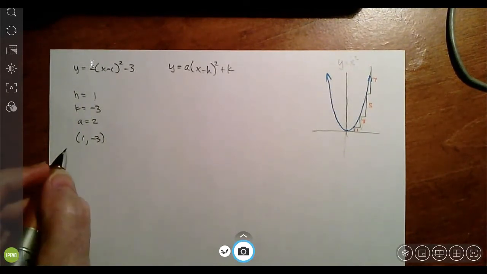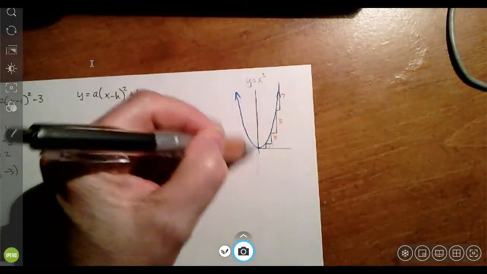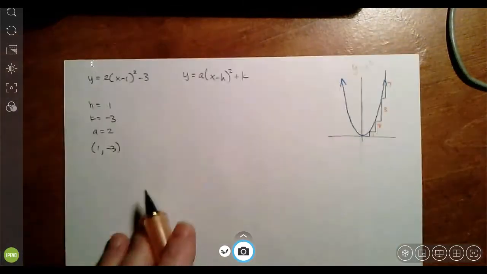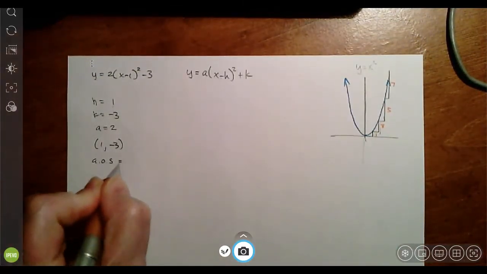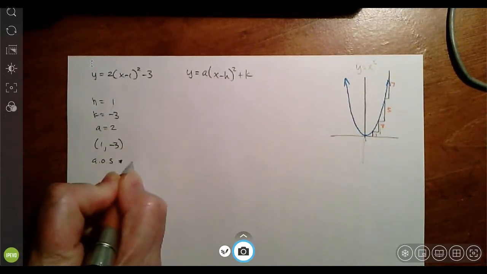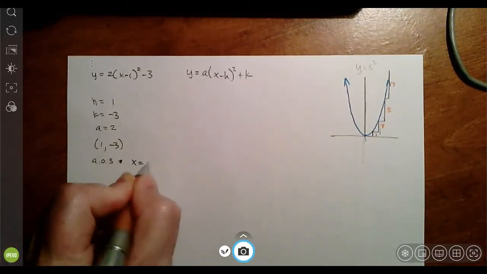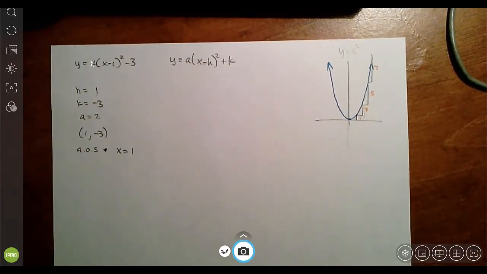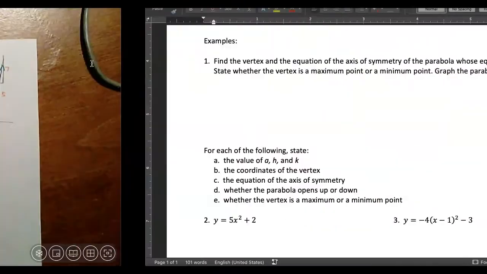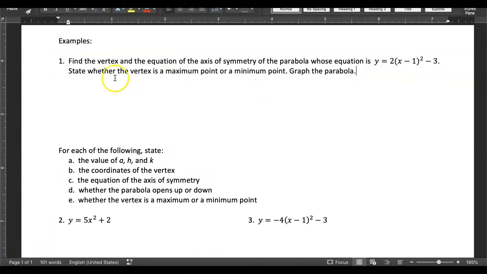And that means that our axis of symmetry, remember, axis of symmetry is the equation of this line. So it's going to be our axis of symmetry, which I'll just abbreviate AOS, is going to be the equation x = 1, because the x value of the vertex is going to be the equation of our axis of symmetry. All right, and then we wanted to look at whether the vertex is a maximum or minimum point.